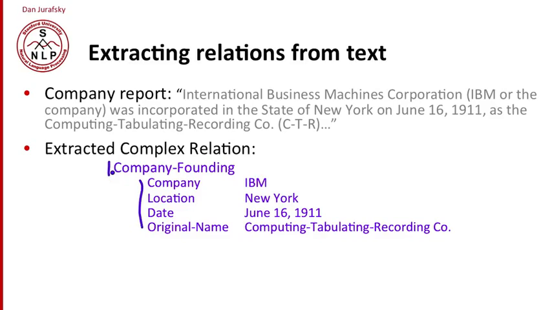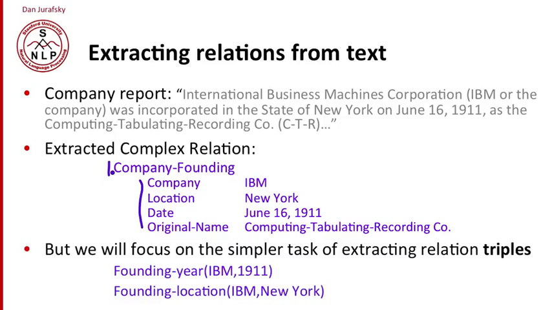That's the general task of information extraction as we've defined it. But we're going to define a simpler task of relation extraction, which we're going to call the task of extracting relation triples. So instead of these complex events, we'll extract things like founding year, IBM, 1911. So a simple relation between a predicate and two arguments. IBM was founded in the year 1911, founding year IBM 1911, and the same with location, founding location IBM New York. So a series of individual triples, and that'll be our task, extracting these triples from text.